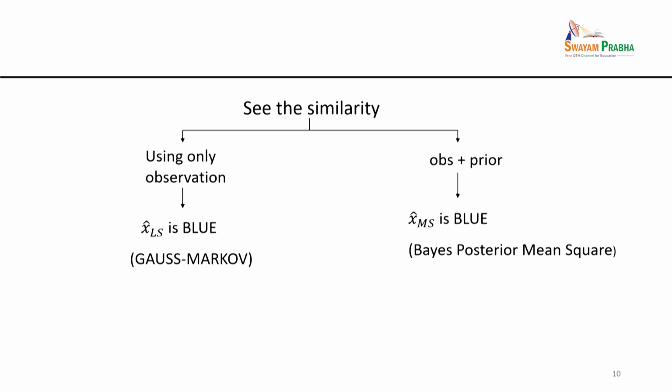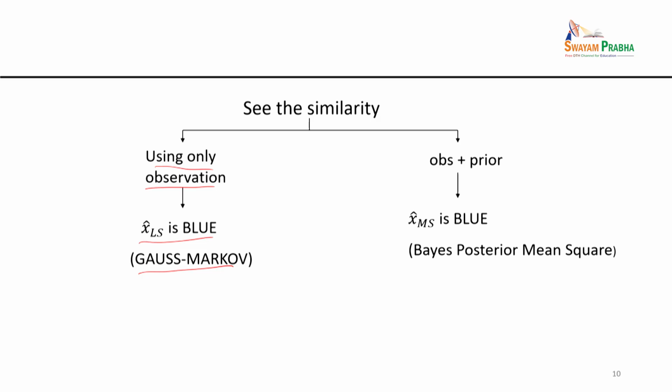Now I would like to bring about the similarity. Using the Gauss-Markov theorem, when we had only observation, no prior, we saw x hat ls is a BLUE. The least square estimate has lots of desired properties, it is a BLUE. And we proved the Gauss-Markov theorem: among all the linear unbiased estimates, the least square estimate has the best variance, in the sense of least variance. That's the content of the Gauss-Markov theorem.